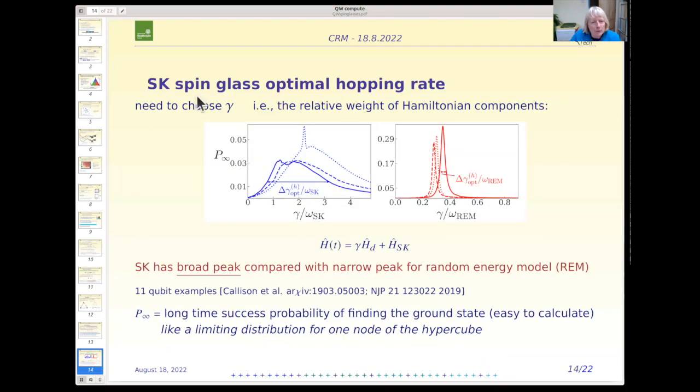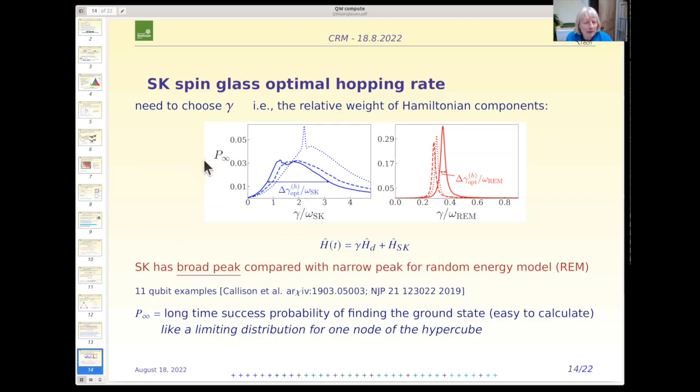If we're going to apply a quantum walk to the spin glasses and the random energy model, we need to choose our hopping rate. This is the only parameter we've got to play with, the relative weight of the two components, the driver and the problem Hamiltonian. So what we did first numerically is we tested, with 11 qubit examples, so n is 11, what happens for different hopping rates. And for the spin glasses, we found these nice bumpy broad peaks that mostly overlap for different instances. Like these are 3, but we tested 10,000.